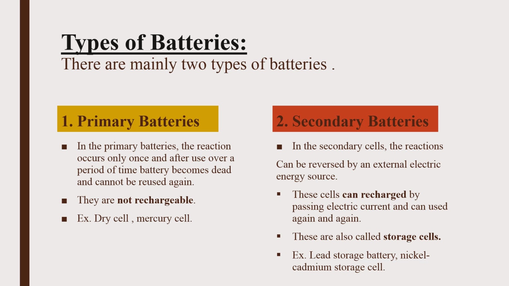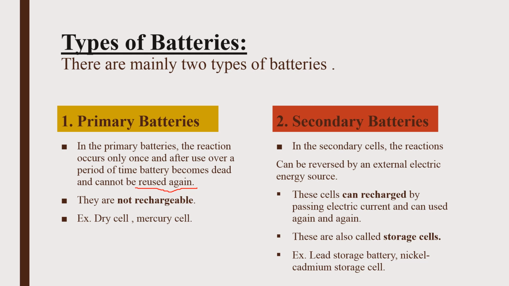Now, types of batteries. There are mainly two types of batteries. One is primary batteries and the second one is secondary batteries. Primary batteries are those batteries in which the reaction occurs only once. After use over a period of time, the battery becomes dead and cannot be reused again. Such batteries, which cannot be reused, are known as primary batteries.